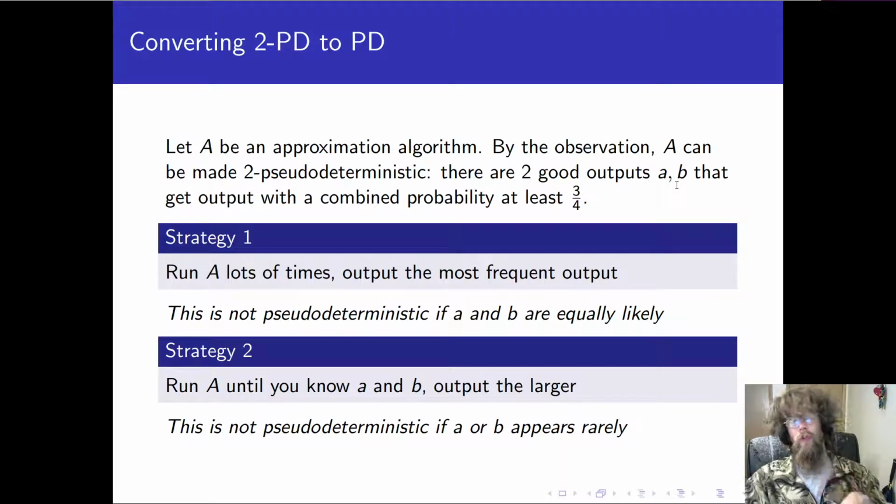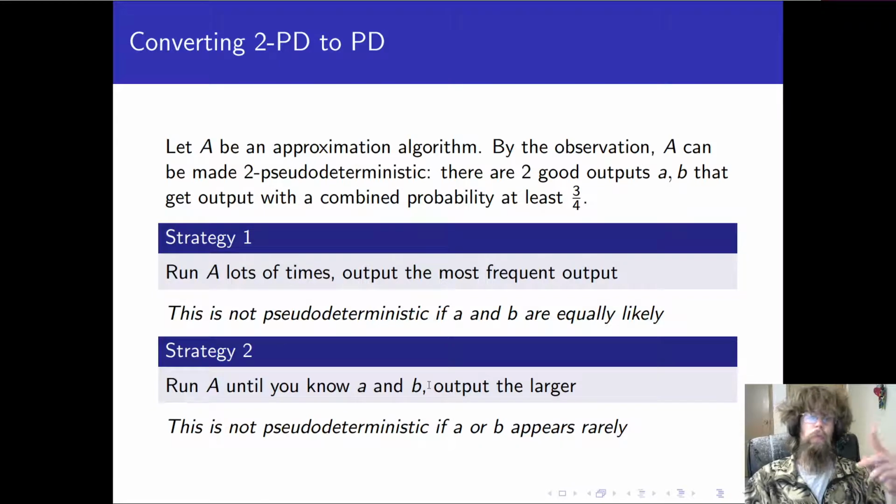So if you think about it, let's say we run A 20 times, and B just happens to be where we have a 50% chance of getting B after running A 20 times. Then we'll output A unless we see B, and then it's not pseudodeterministic. We've got a 50-50 chance of outputting A or B.